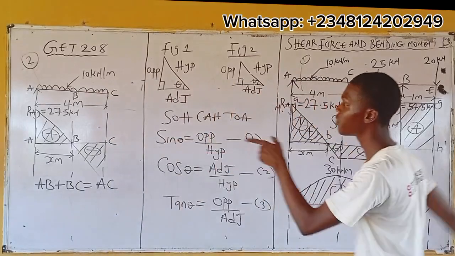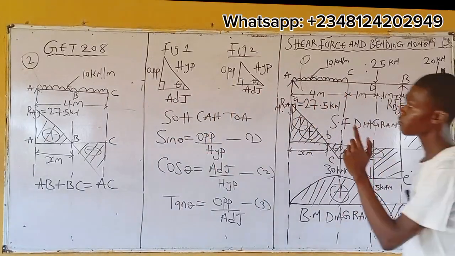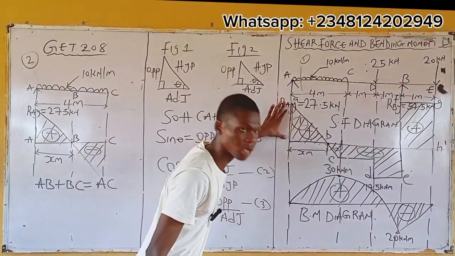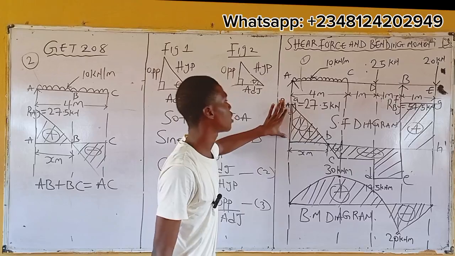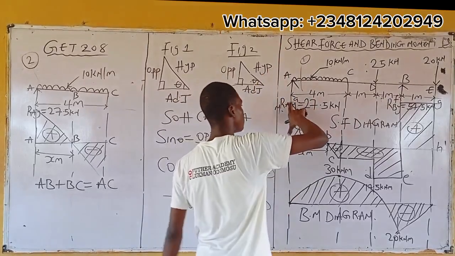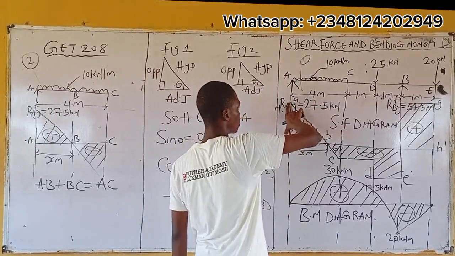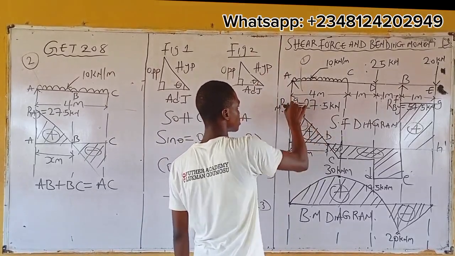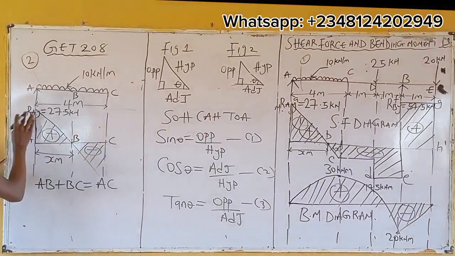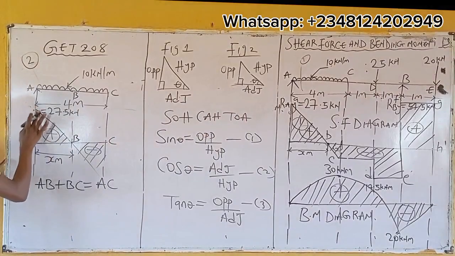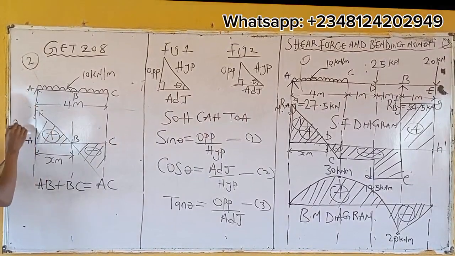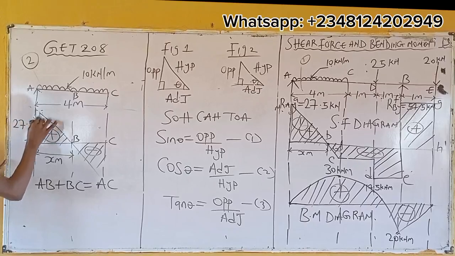We've not included all values. Do you know the value we are yet to include? The value of this triangle at the y-axis. What's the value of shear force at this point? 27.5. So for this side, I have 27.5 kilonewton.